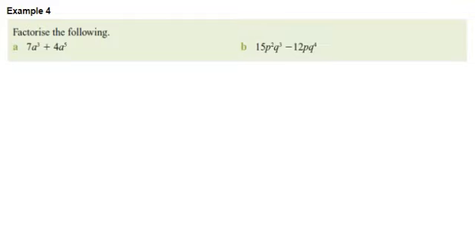Alright, last example, example 4. We've got a couple of ones we need to factorise here, which are a little bit harder. But once you see how we do them, I don't think you'll find them too bad. Now the first one, we've got 7a to the power of 3, 4a to the power of 5. Now the 7 and the 4 we can't do anything with because there isn't a number that goes into 7 or 4. So they're going to have to stay inside the brackets.